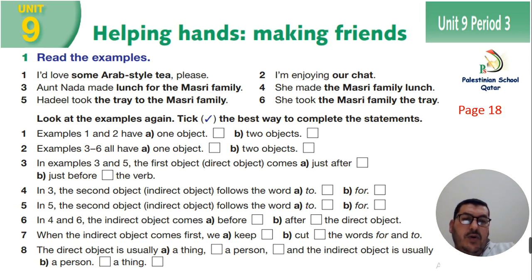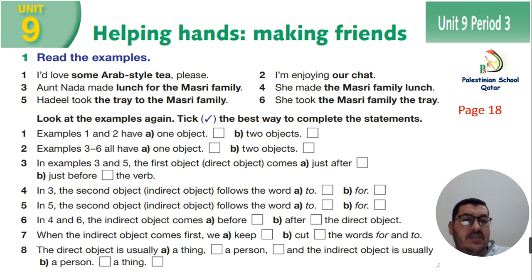Number 2, I am enjoying our chat. Enjoy is the verb, our chat is the object. So here we have just one object. Number 3, Aunt Nada made lunch for the Masri family. Where is the verb? Made. Made what? Made lunch. Lunch is the direct object, and for the Masri family is the indirect object. Number 4, she made the Masri family lunch.